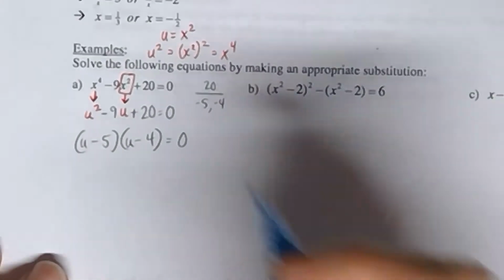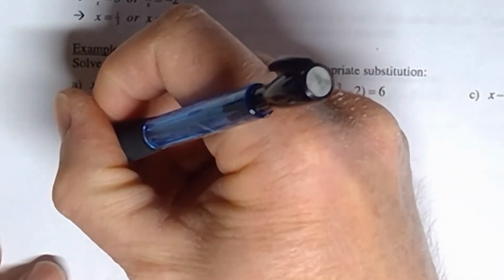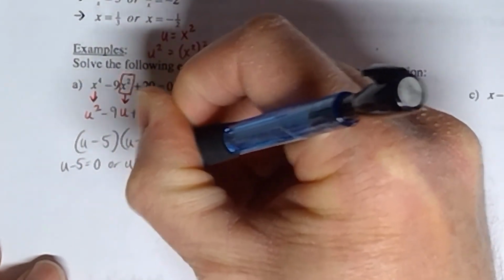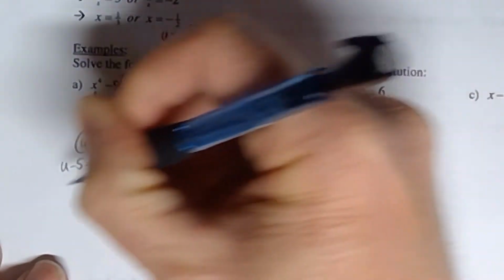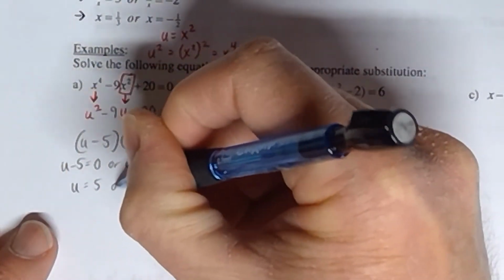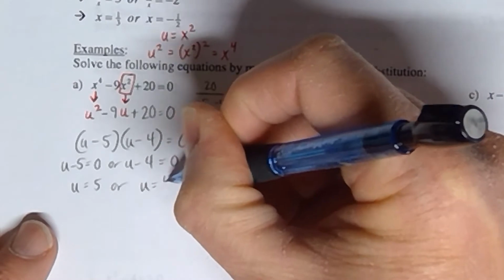The last step of the Berry method doesn't need to be done. So we set both of those factors equal to 0, just like we normally do in the factoring method. And our two answers are, and this is just the first part of the problem, u equal to 5 and u equal to 4.